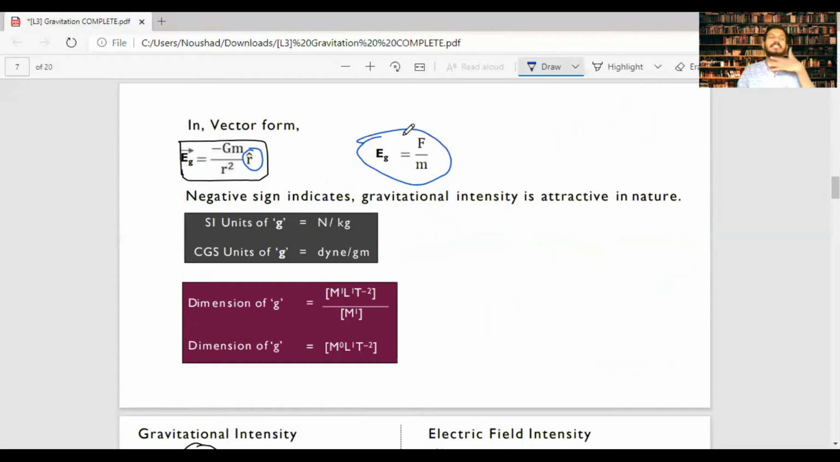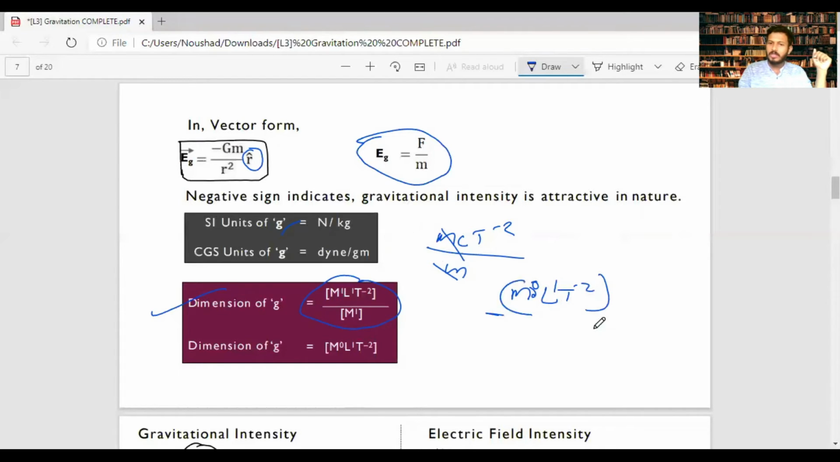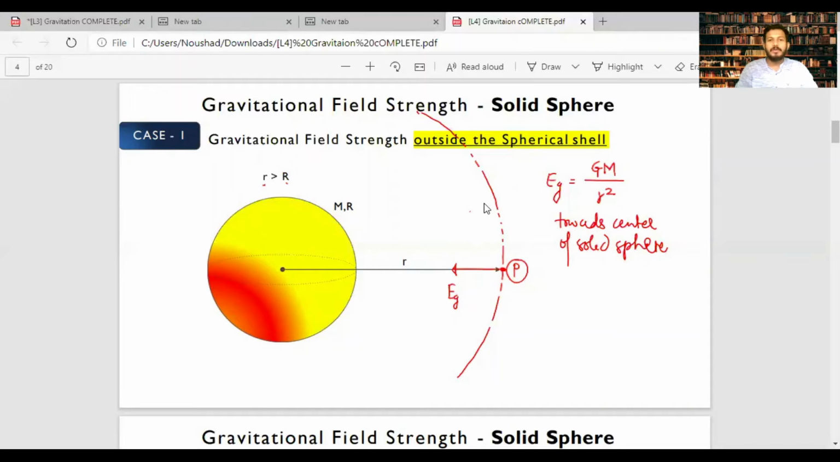This is very simple. F by m is Eg. For m, there is a force. What is it for unit mass? Divide with that m, then we get the unit mass force. The dimension is clear here, because force dimension is m L T raised to minus 2 divided by mass. So the answer is M0 L raised to 1 T raised to minus 2, in brackets. Next, we have to discuss gravitational field strength of different objects.